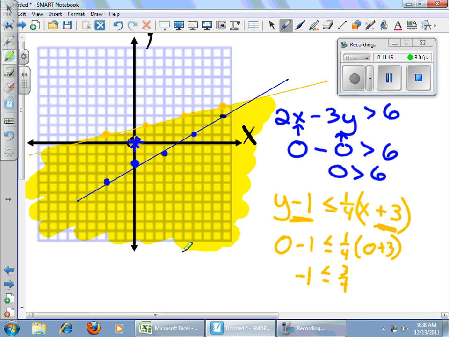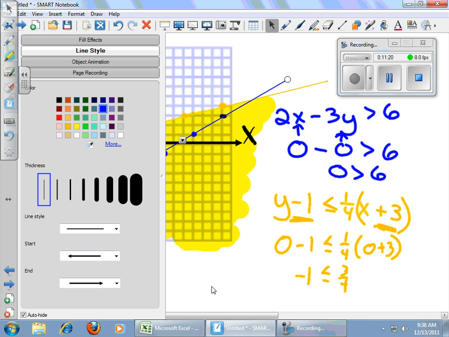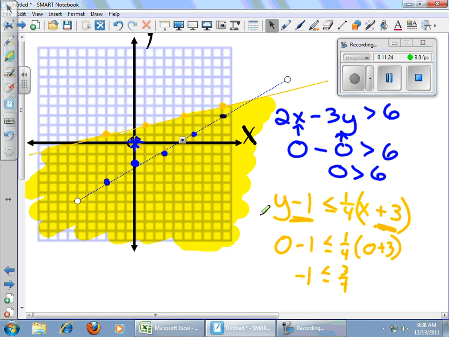Oh, I have a small error, don't I? This line here needs to be a broken line, does it not? Yes, it needs to be a broken line. There we go. Okay, so now I'm ready to shade. I'll get my blue highlighter, and I'll begin to shade the other side of the line from the test point. Do I have a small mistake on my points? Yes, I do. I have some mistakes on my blue points. All right, let me fix those real quick.